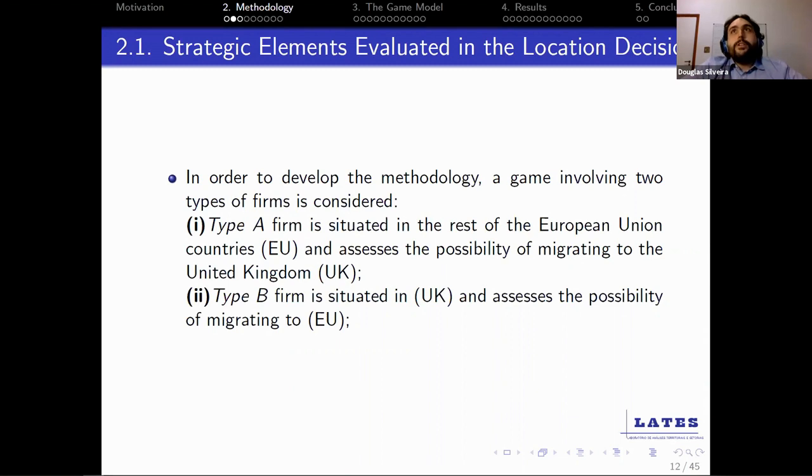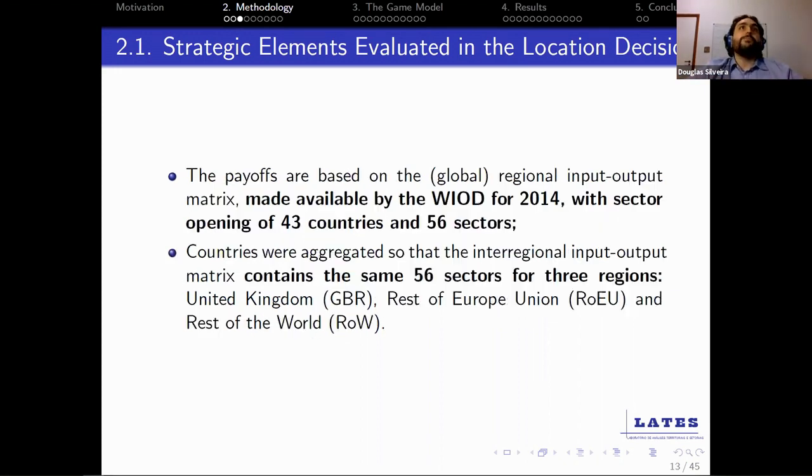So to develop the methodology, we consider a game involving two types of firms. We have one population of firms that is situated in the rest of the European Union and is assessing the possibility of migrating to the UK. I will call them type A firms. On the other hand, we have type B firms, which is a population of firms situated in the UK and evaluating the possibility of migrating to one of the European Union countries. Okay, so we have two populations of firms, and that's how we will start modeling our game.